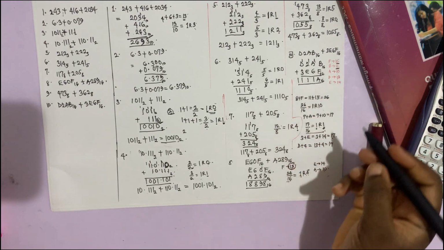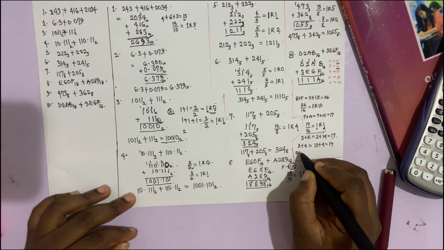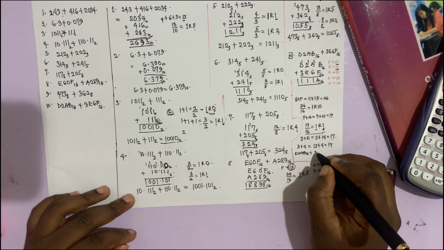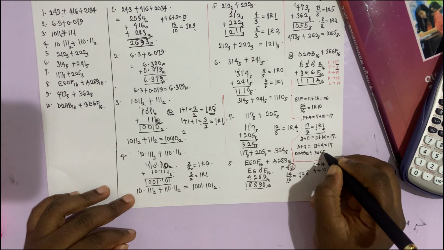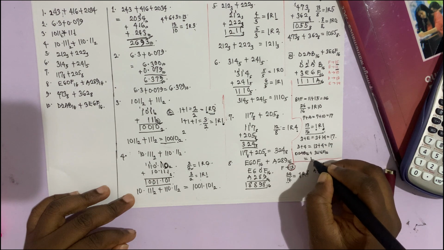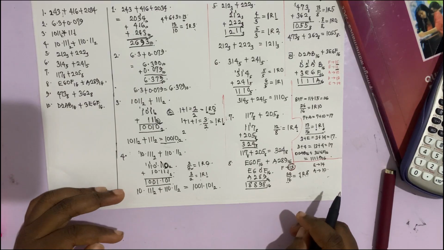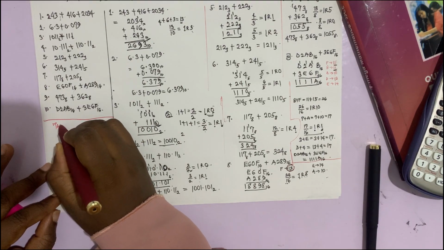Base 16. Our final answer, D2AB base 16 plus 3E6F base 16 will give us 1111A base 16. The take-home questions for this lesson.